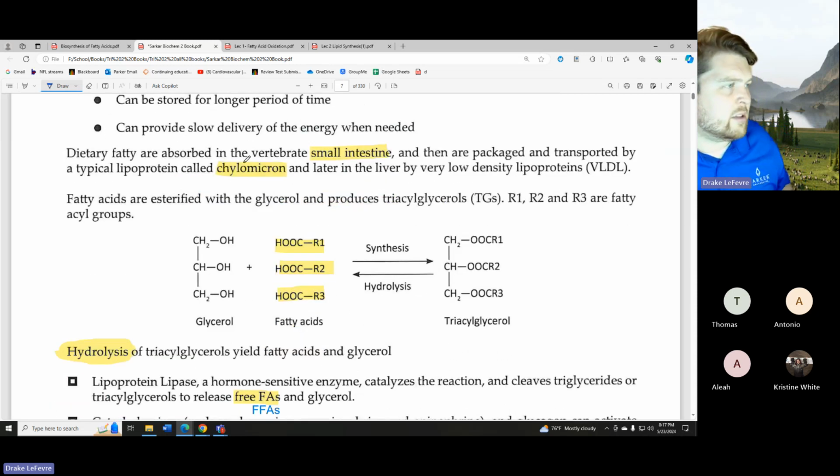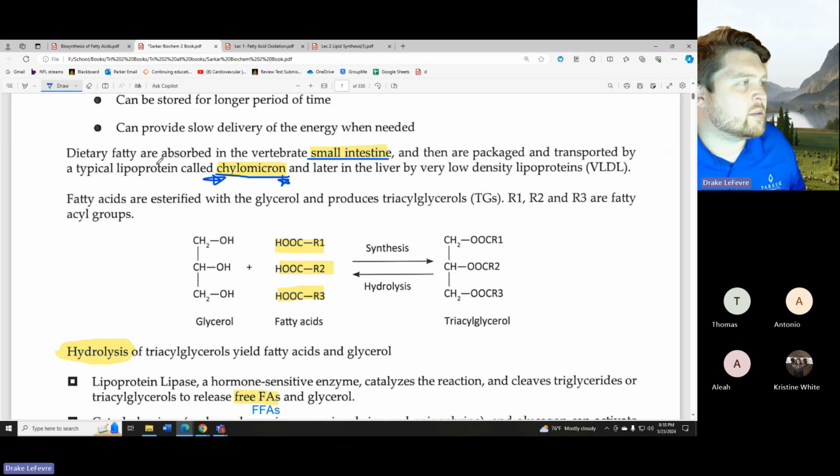Dietary fats are absorbed in the vertebrate small intestine and then are packaged and transported by a type of lipoprotein called a chylomicron. This is going to be a test question a million times over. It always asks about chylomicron, okay? The question will be almost this exact phrasing: what's responsible for packaging and transporting lipids? Chylomicron.